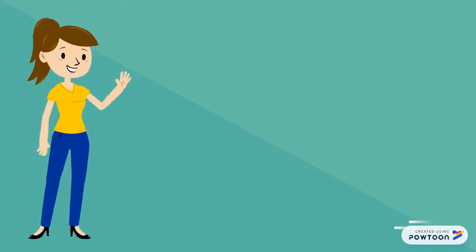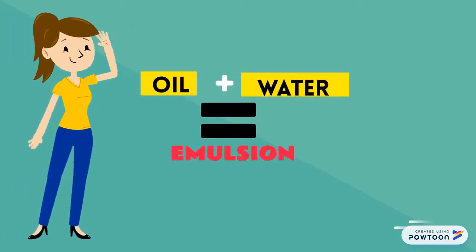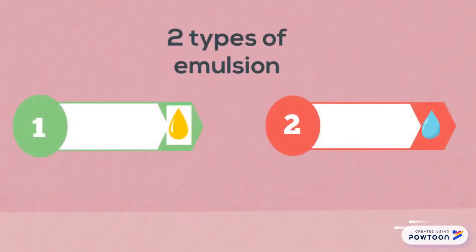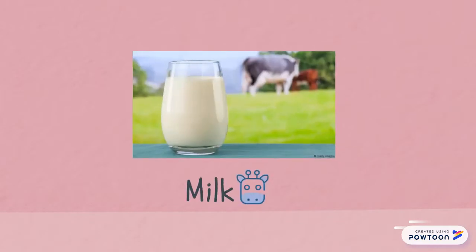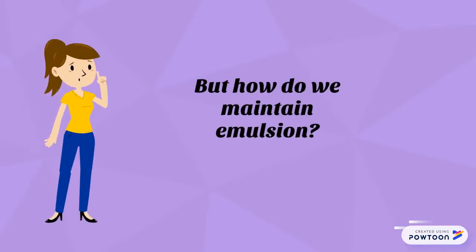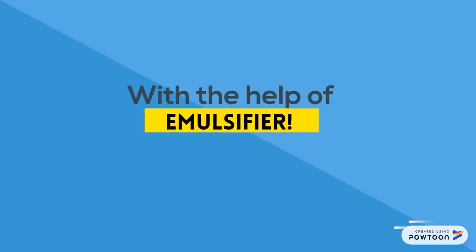Hello, as we all know, oil plus water will give us emulsion. Therefore, emulsion is grouped into two types: oil in water emulsion and water in oil emulsion. The example for oil in water emulsion is milk, whereas for water in oil emulsion, it's butter. But how do we maintain emulsion like milk?